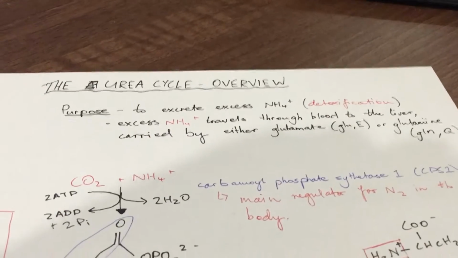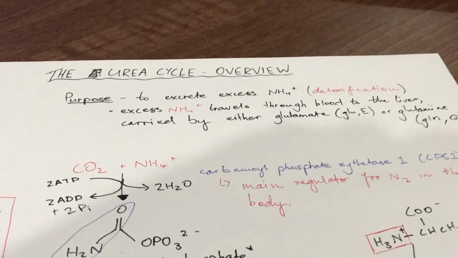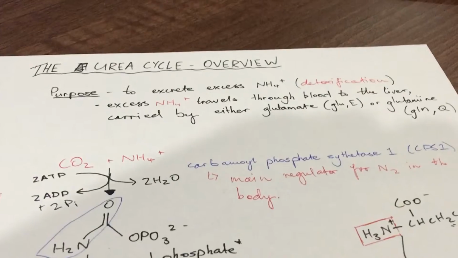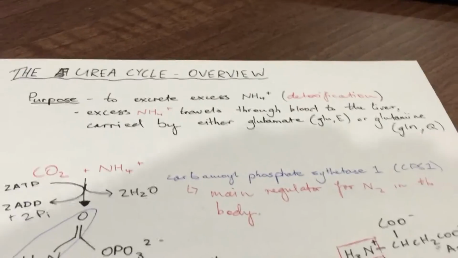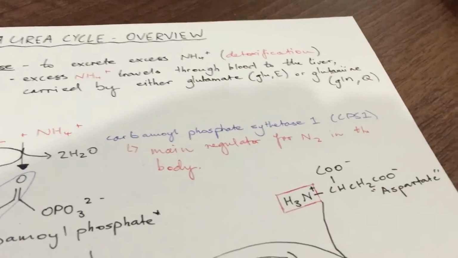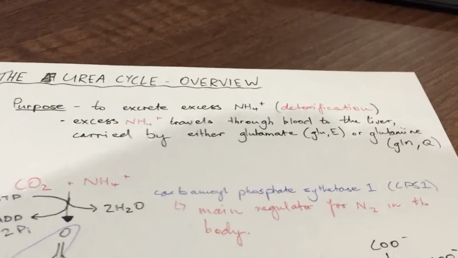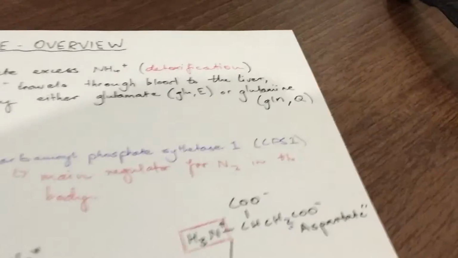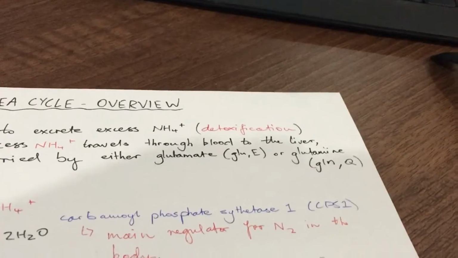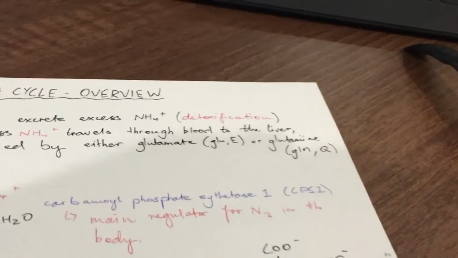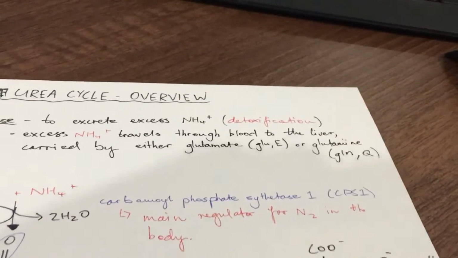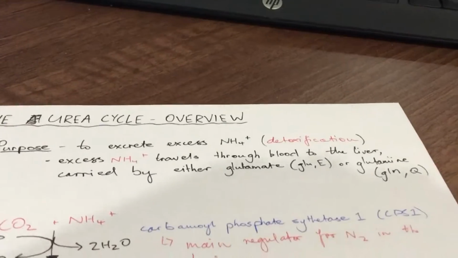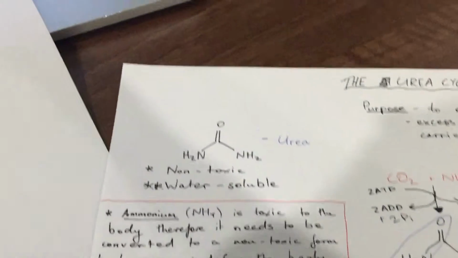So this excess ammonium travels through blood to the liver, and this is carried by either glutamate or glutamine. Just think that this ammonium ion binds to one of these compounds, these amino acids, glutamate or glutamine, and they take it to the liver, where it can be processed to be detoxified. The compound that it is changed to is urea.